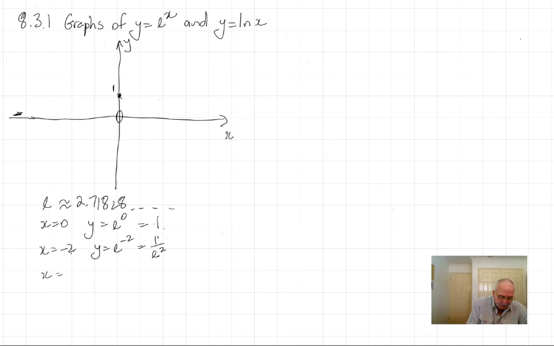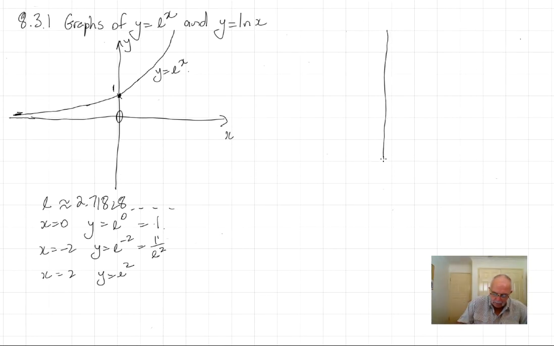And then just look at the other side. So x equals 2, we got y equals e to the power of 2, and that's 8 point whatever. And that'll be starting to get quite large. As x gets to 4, it'll be e to the power of 4, which gets bigger and bigger and bigger. So we get a graph that looks something like this. It's called the exponential function, and that's y equals e to the power of x.